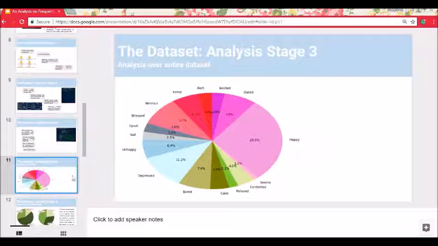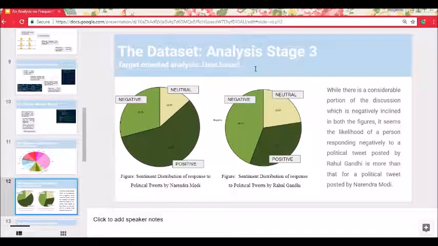Similarly, I have done target oriented analysis as well. This task is user based, and as you can see here, this figure shows the sentiment distribution of the tweets which were posted by two different people on discussing the same topics. This one shows the response to Narendra Modi, and this one shows the response to Rahul Gandhi. And you can clearly make out the difference in the distribution of the sentiments.